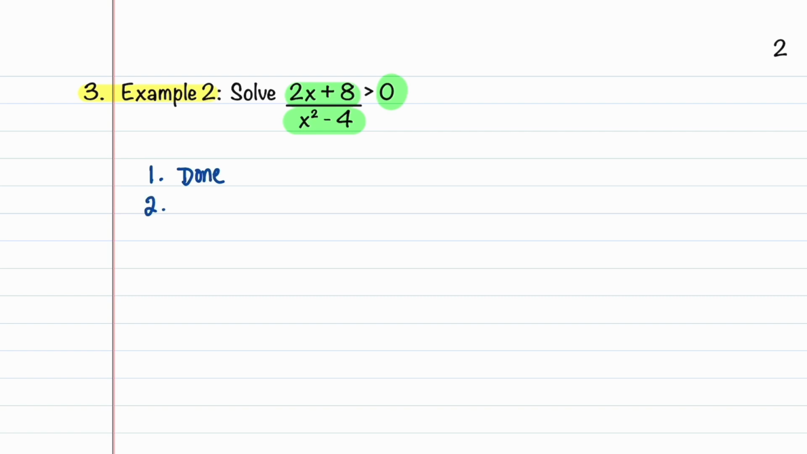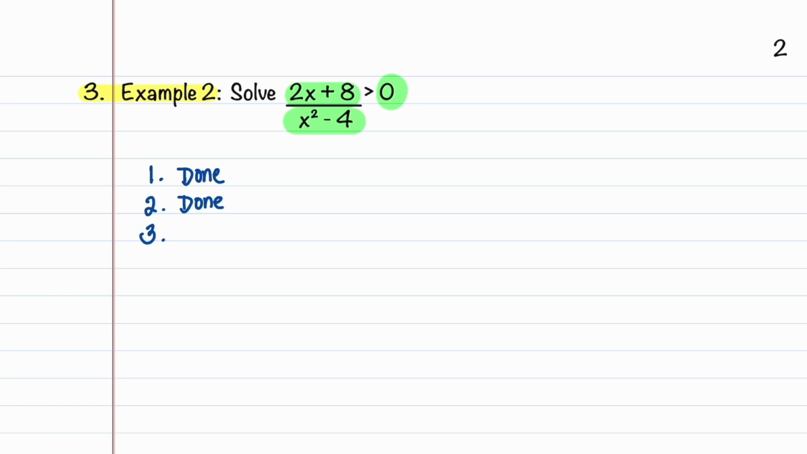Our second step tells us to combine all the terms into a single rational expression. Notice on the left that we only have one term, so that's also already done. So we'll put done for this. That makes it nice. Now let's go on to step 3. Step 3 says to find the critical points. The critical points are going to be where the numerator or the denominator are equal to 0.